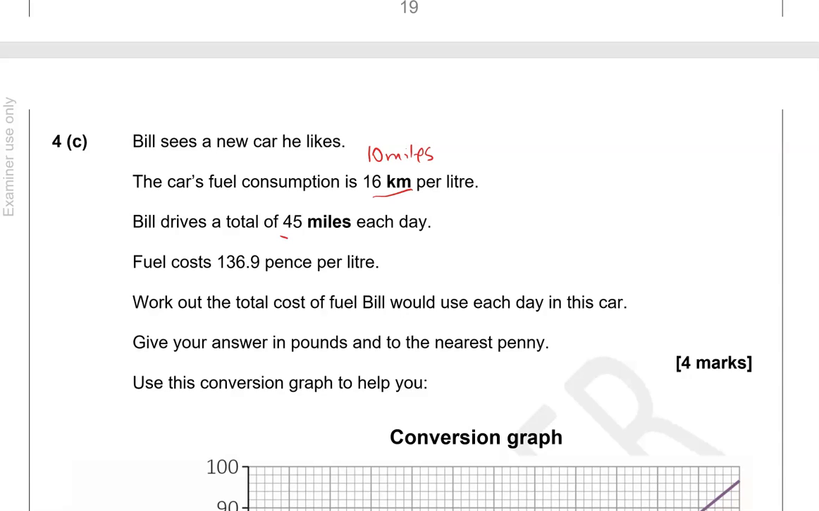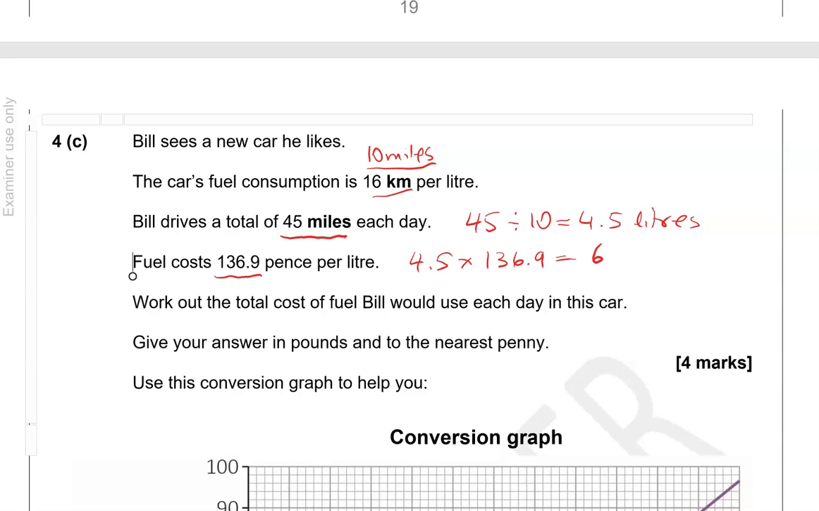So he drives a total of 45 miles each day. How many litres would that be? 10 miles per litre, so 45 divided by 10 gives us 4.5 litres. That costs 136.9 pence per litre. So 4.5 times 136.9 gives us 616.05 pence, because we're in pence here.